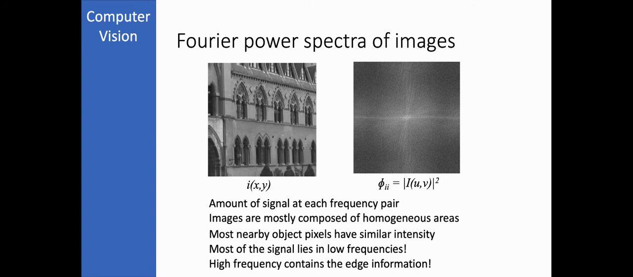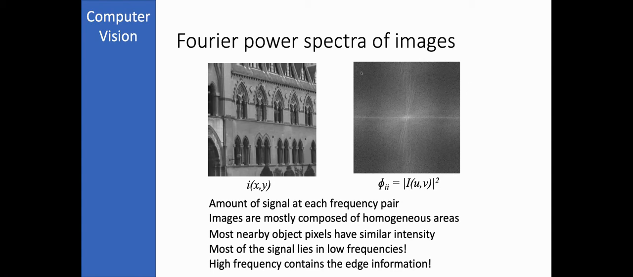Now, one important point that we need to understand is what's called the power spectra of the images, which is simply the square magnitude of the Fourier transform of an image. This basically tells me the amount of signal at each frequency pair. At the center, where the frequencies are low, I have a high amount of signal, and towards the corners, where high frequencies happen, I have a low amount of signal. Images are almost always composed mostly of homogeneous areas. That's why at the center, I have a higher amount of signal. Most nearby object pixels have similar intensities that contribute to these homogeneous areas. So most of the signal is realized in the low frequency areas that are seen at the central part here.